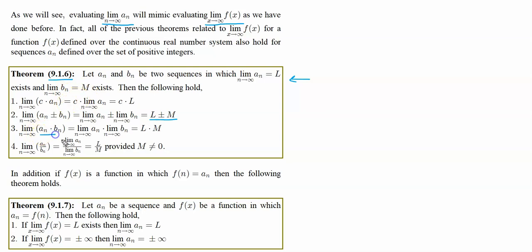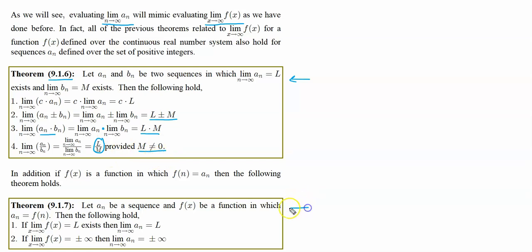Same thing for products. So in other words, the limit of the product of these two sequences is the product of the limits, and we get L times M. And the same thing for the quotient. The limit of the quotient of two sequences is the quotient of the limits. You see how you move the limit into the numerator and the denominator, and you get L over M, provided of course that M does not equal 0.